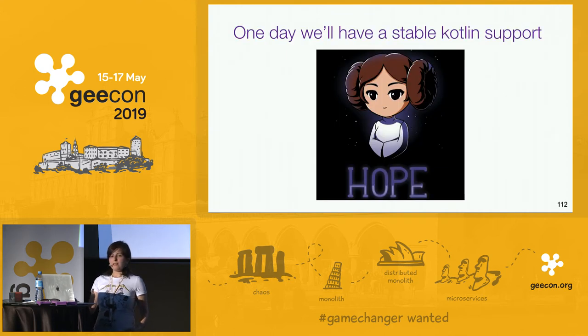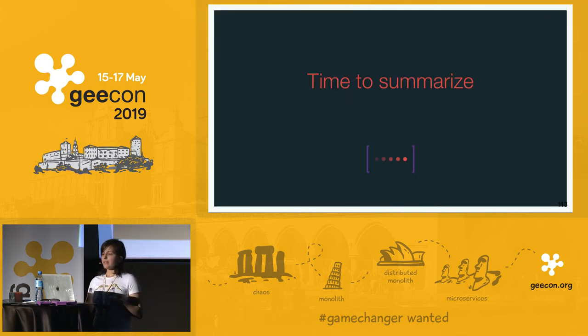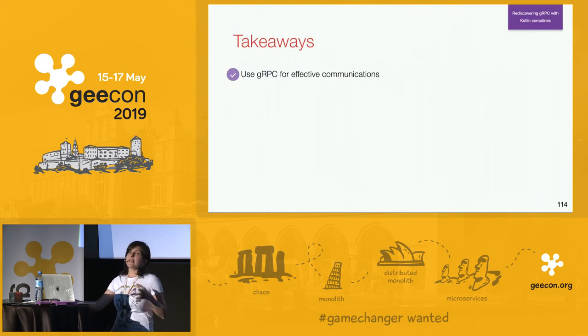And I hope one day we'll have stable Kotlin support, because all the libraries that I showed you are not released yet, like 1.0. So it's still not finalized and they could not be stable, but I hope someday it will be. And time to summarize. Some takeaways I want you to take from my presentation.